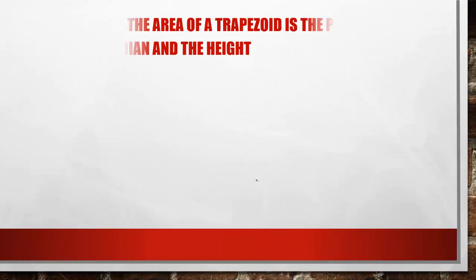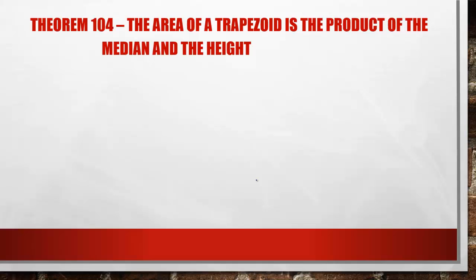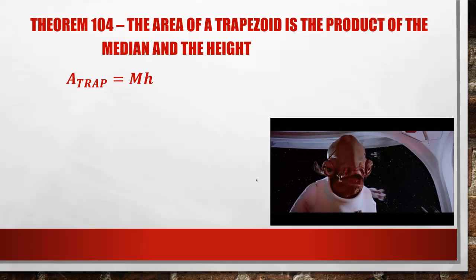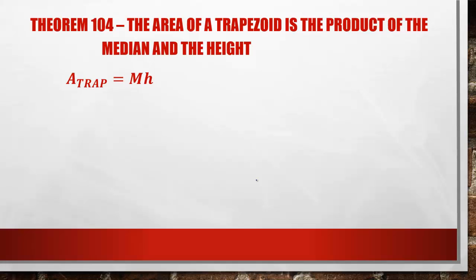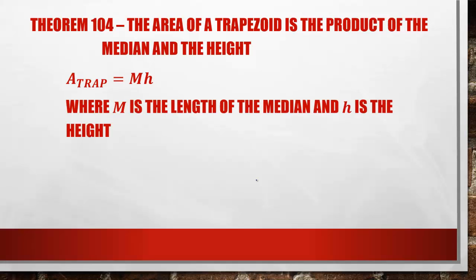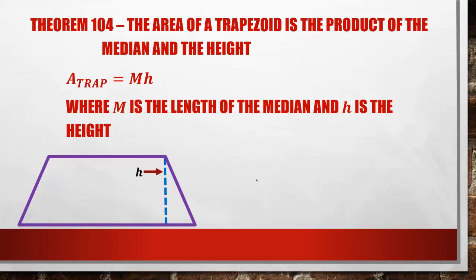Next, Theorem 104 says that the area of a trapezoid is the product of the median and the height. So in other words, we take the area of what? It's a trap! And that is equal to m times h, where m is the length of the median and h is the height. So here we have our trapezoid again. There's our height. There's our median.